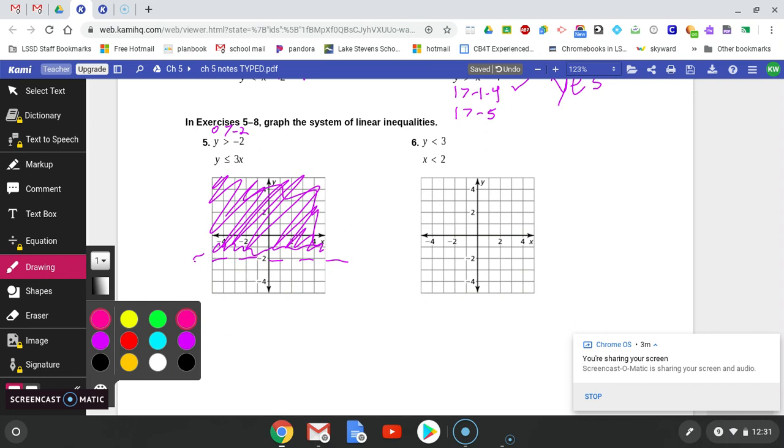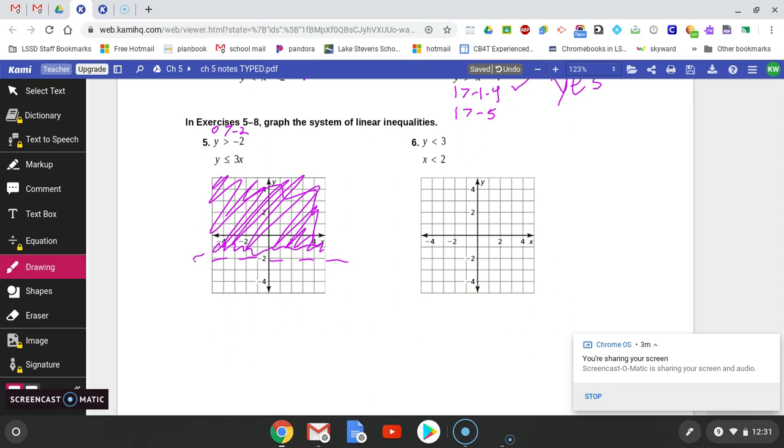So I have y is less than or equal to 3x. This one has a y-intercept of 0 and a slope of 3. So I go up 1, 2, 3, and right 1, or down 1, 2, 3, left 1. This one's less than or equal to, so I will connect it with a solid line, not a dotted line this time.